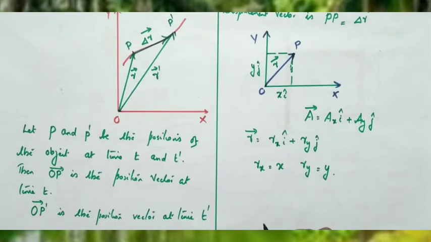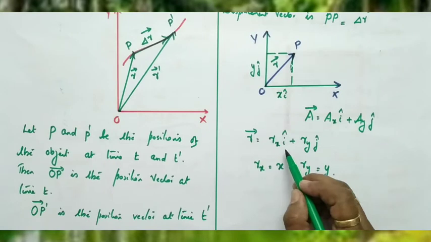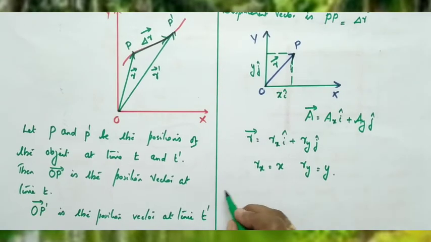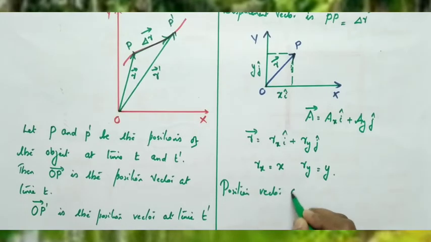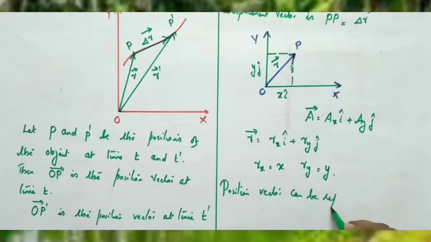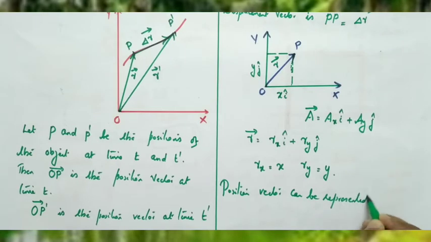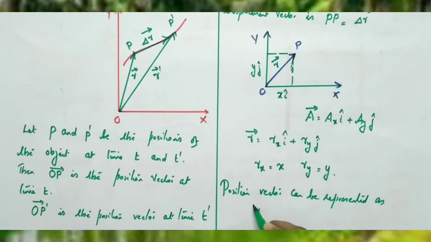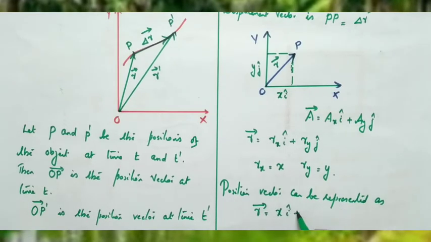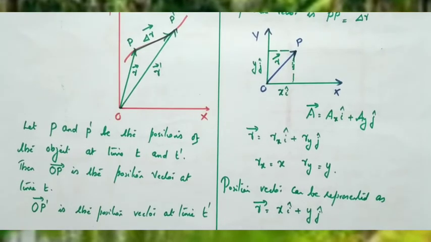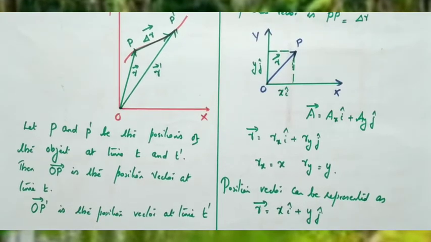So, position vector is not represented as R equal to Rx I cap plus Ry j cap. Position vector can be represented as vector R equals X I cap plus Y j cap, since Rx is X. So, no need to represent position vector as Rx I cap plus Ry j cap. Position vector is usually represented as X I cap plus Y j cap.